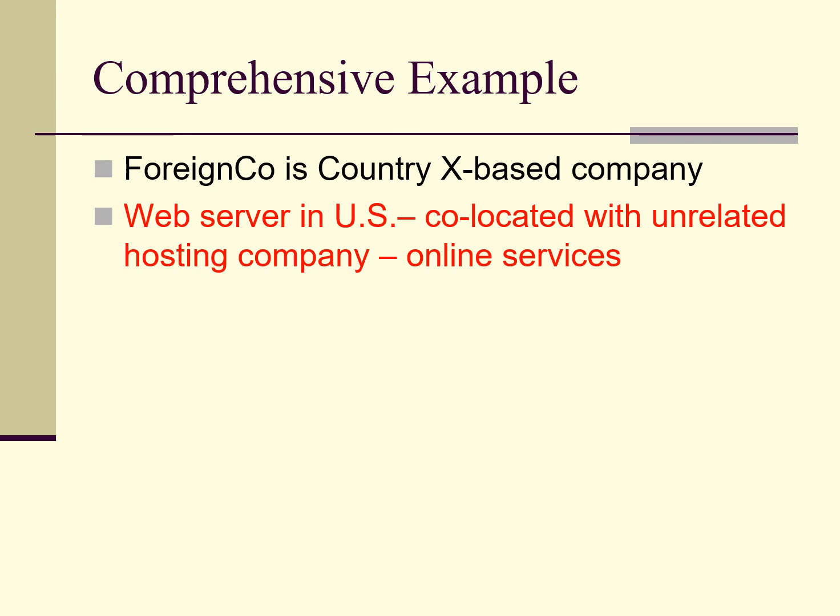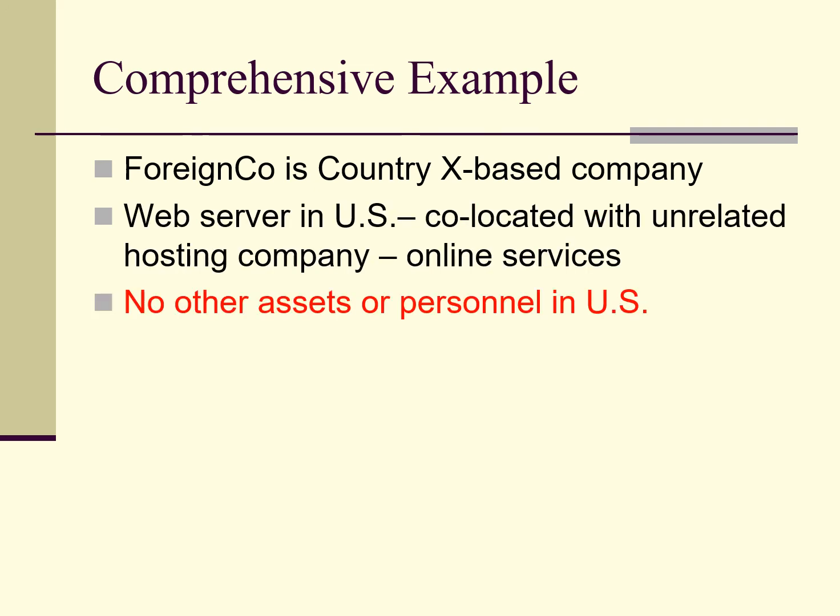All of the software and data necessary to provide the service is uploaded to the server from Foreign Co's Country X offices. The server is programmed and operated by Foreign Co personnel in Country X. Foreign Co has no other assets or personnel in the United States. Because the server is controlled by Foreign Co, and because core business operations take place on the server, under rules discussed in Unit 10, we might consider the server to be a permanent establishment in the United States. For purposes of this example, let's assume that the server is a permanent establishment.